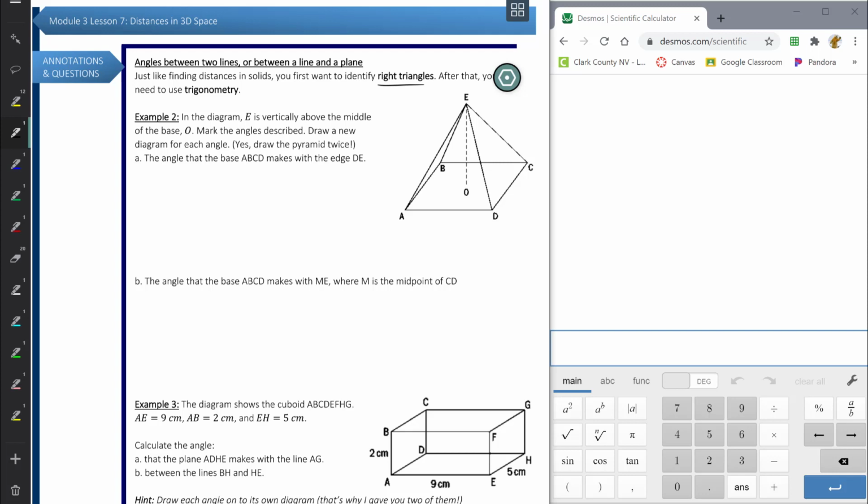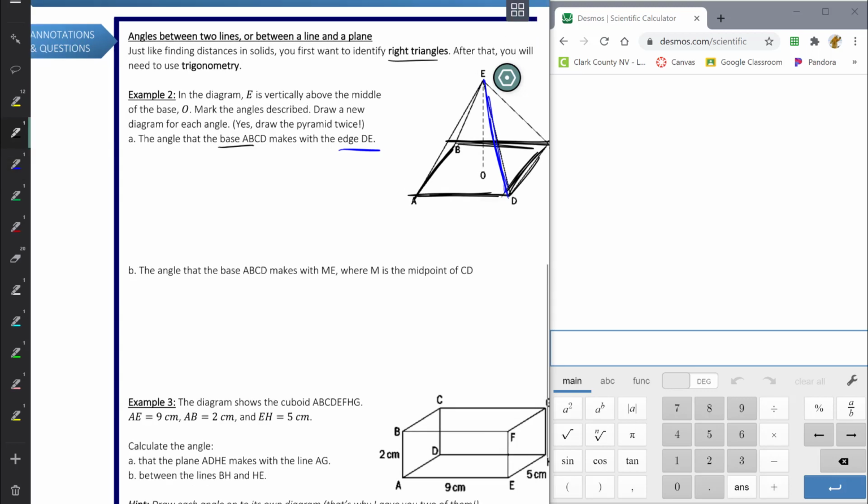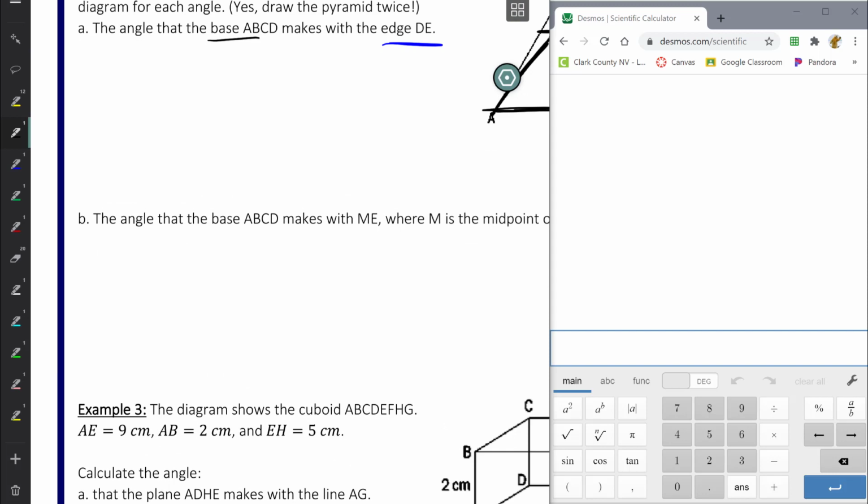In the diagram, E is vertically above the middle of the base. So we have a pyramid here, and it's a right pyramid. We want to mark the angles as described. So we want to mark the angle with the base ABCD. And then we want to see that's going to mesh with edge DE. Go ahead and practice drawing this shape on your own. We're going to zoom in on this and recreate it. I'm going to teach you how to actually make that sketch. Start off with the base, and the base was kind of a parallelogram here.